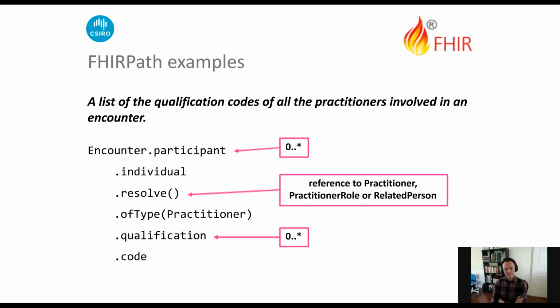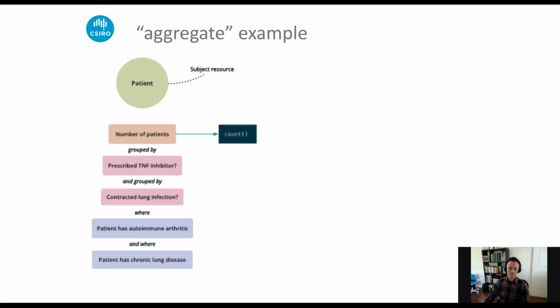This is a more complex example where we retrieve all the qualification codes for the clinicians involved in an encounter. Here we need to move across references between different resource types. This sort of thing generates a lot of repetitive and error-prone code when using a general-purpose query language such as SQL.